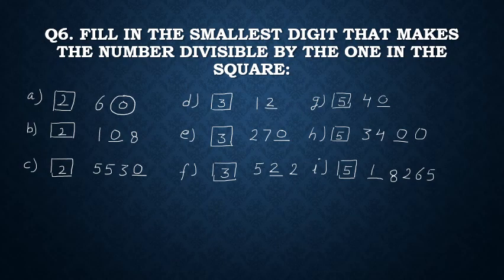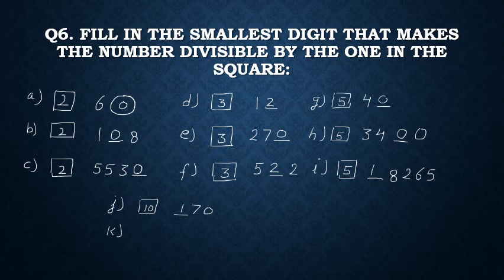Now I'm going to write J part. The number in the square is 10, and the number given to us is dash 70. Now the divisibility rule for 10 is the number must end with 0. Already it is given 0 here. So the smallest number we can write in the beginning is 1.